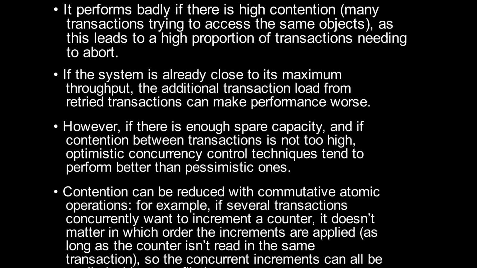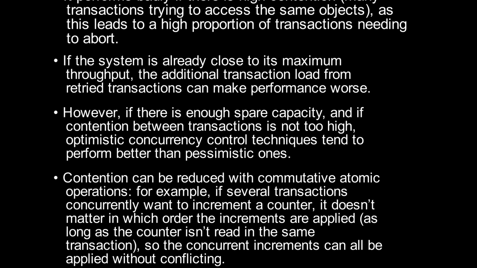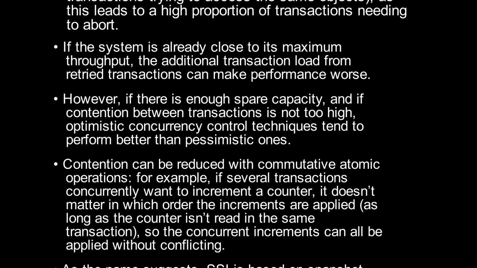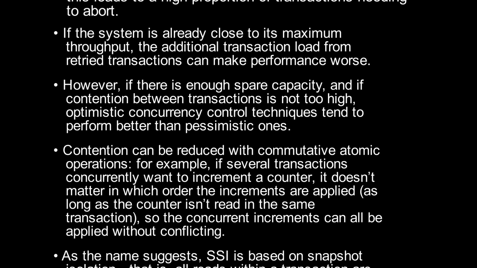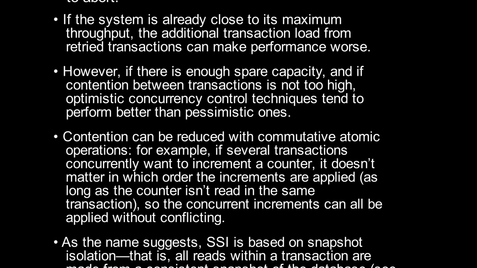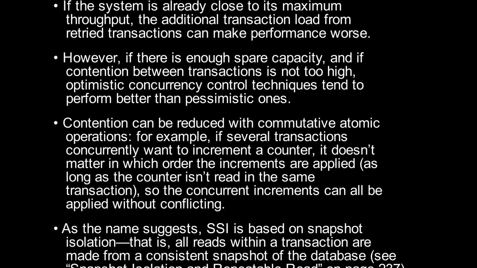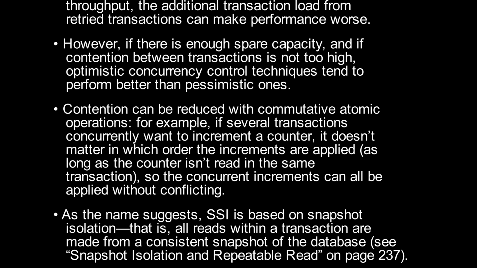Contention can be reduced with commutative atomic operations. For example, if several transactions concurrently want to increment a counter, it doesn't matter in which order the increments are applied, as long as the counter isn't read in the same transaction, so the concurrent increments can all be applied without conflicting.